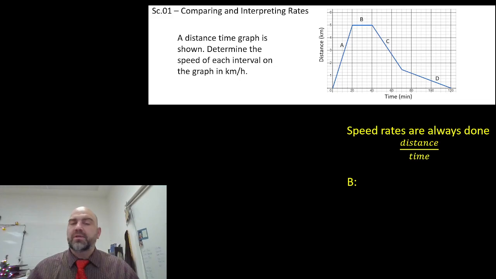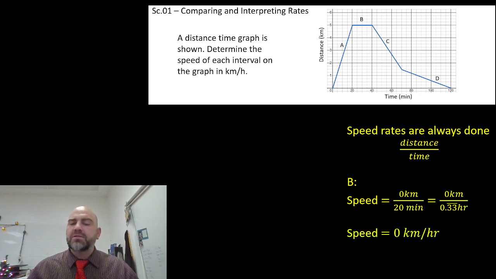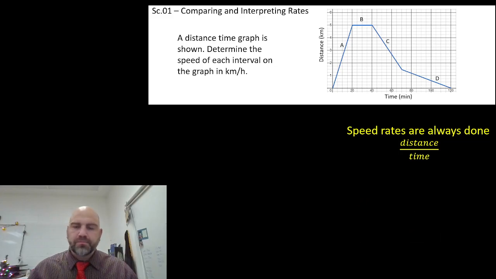Section B. Let's look at section B. Now, we're looking for the difference in the distance, and in fact, they aren't moving. They are always 5 kilometers away from home. So therefore, the speed that we're using is going to be 0 kilometers over the 20 minutes, or 0.33 of an hour if we change it to hours. And so our speed during that time is 0 kilometers per hour.